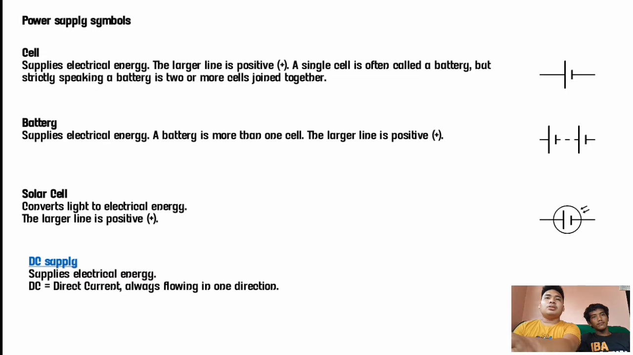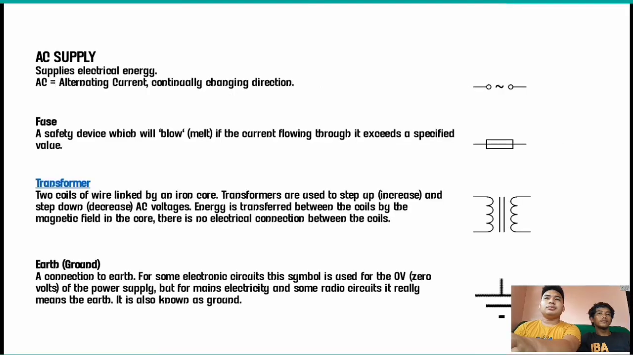Solar cell converts light to electrical energy. The larger line is positive. DC supply supplies electrical energy. DC is short for direct current, always flowing in the one direction. AC supplies electrical energy. AC is alternating current, continually changing direction. Fuse: a safety device which will blow, melt, if the current flowing through it exceeds a specific value.